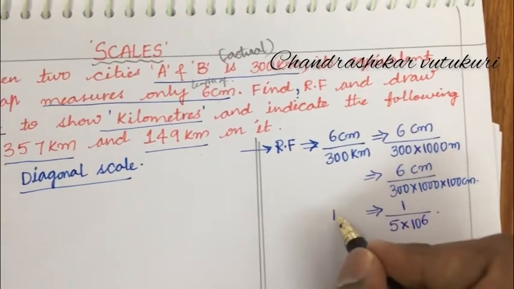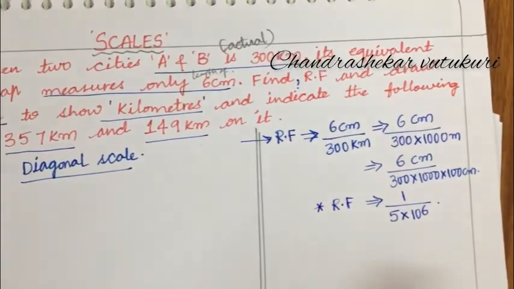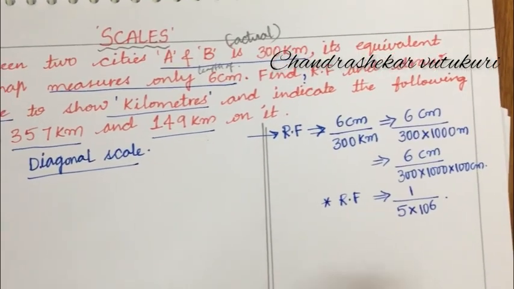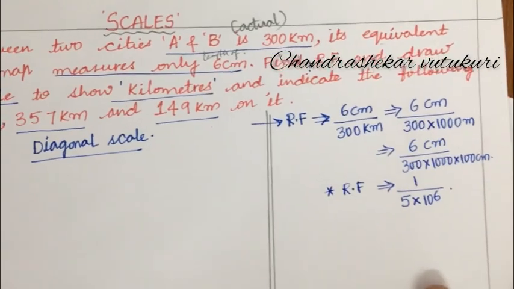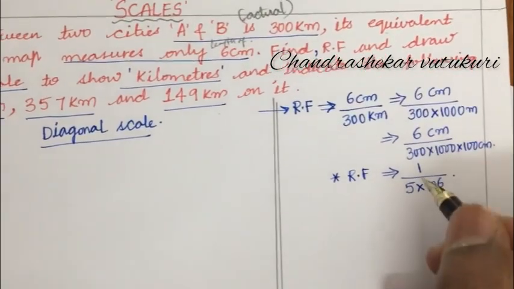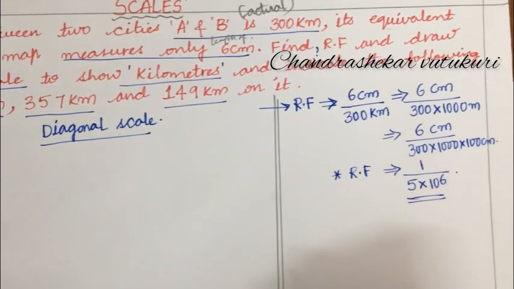Please do not forget to carry your calculator, because even this calculation part in the scales carries certain marks, and this is said to be one of the guaranteed questions related to the scale concepts. So 1/5 into 10 power 6 is the RF of the scale.